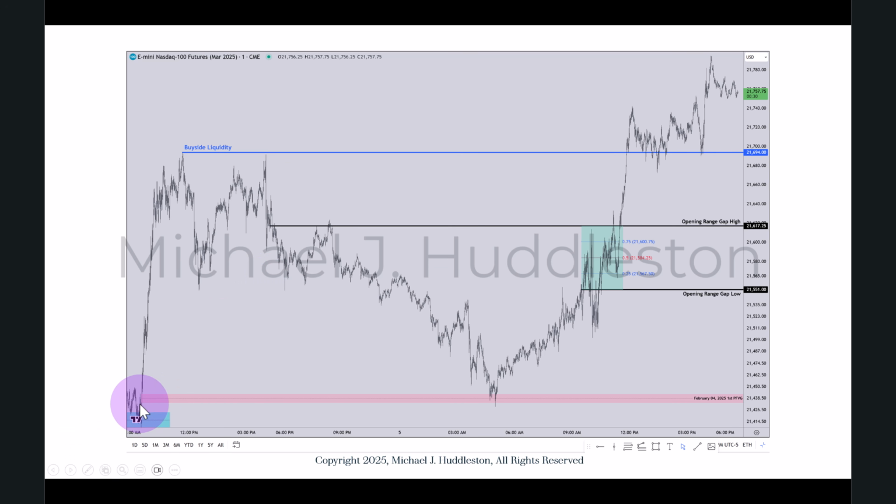So here's Tuesday's first presented fair value gap and extended over. The market hits that and then rallies up. Now, find that in supply and demand. Find that in Wyckoff. Find that in Elliott Wave. Find that in anything else. You're not going to find that. Okay, I promise you it's not going to happen.